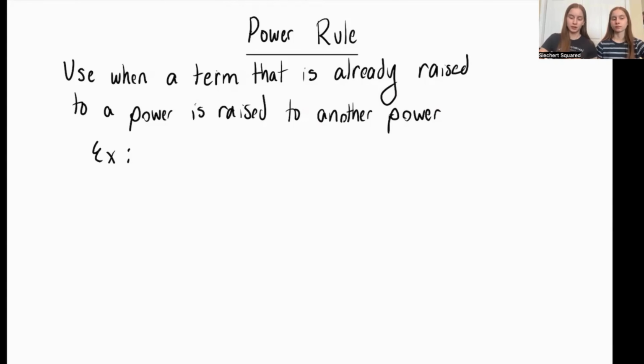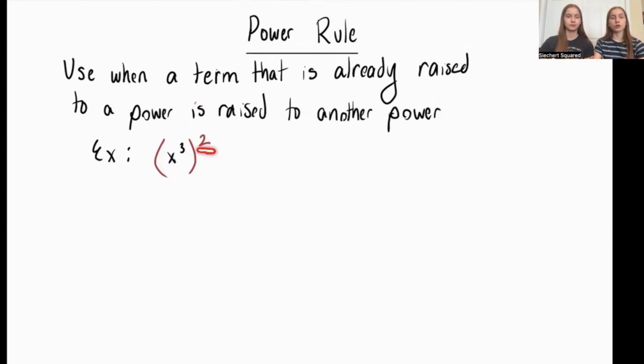That could look like something like if we have x to the power of 3, we're going to count that as the term raised to a power. We have the x and it has the power, or the exponent, of 3. Now, if that itself is being raised to the power of 2, this is a great example of when we would use the power rule because we have something being raised to a power and that is being raised to another power. And when we say raised to another power, this could be a 3, it could be the same as the power that was already there, it doesn't really matter. It could be any number as long as it's an exponent.